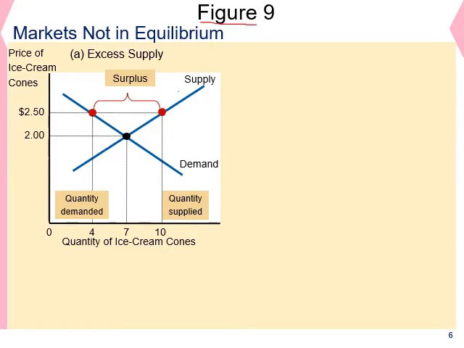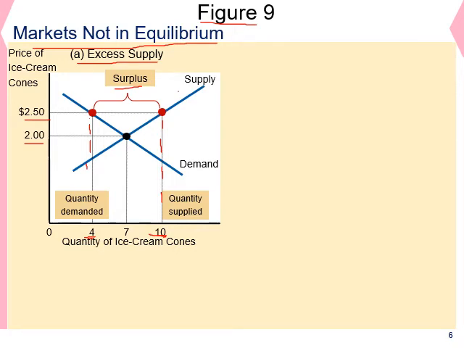Figure 9 shows markets that are not in equilibrium. In panel A, there is an excess supply because the current price of $2.50 is above the equilibrium price of $2. At $2.50, buyers want to buy 4 ice cream cones and sellers want to sell 10 cones, and this will leave a surplus of 10 minus 4, which is 6 ice cream cones.